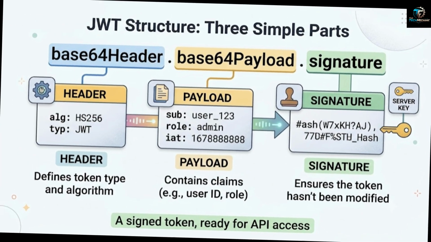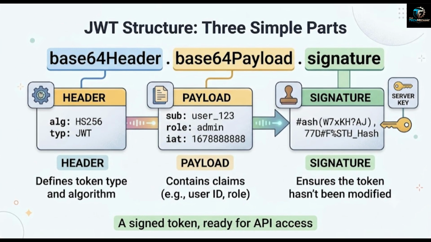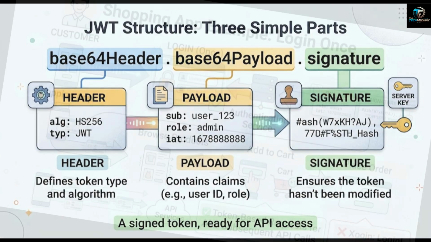A JWT has three parts. The header contains information about the token type and signing algorithm. The payload contains claims such as the user's ID or role. The signature ensures that the token hasn't been modified. If anyone changes the payload, the signature becomes invalid, and the server rejects the token.